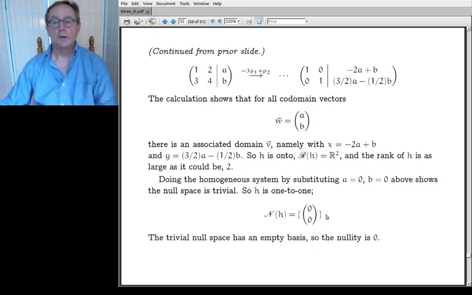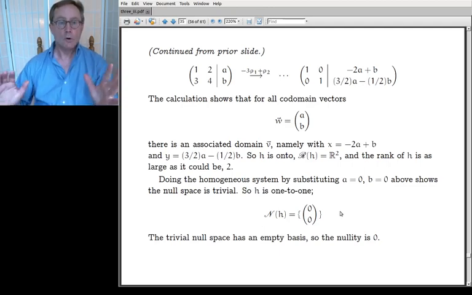So H is one-to-one, and the null space is a trivial space. There's other ways that a person could reason. A person could also reason, I'll just mention this in passing, that rank plus nullity equals the dimension of the domain. Dimension of the domain is 2, rank is 2, leaves 0 for nullity. So the null space has to be trivial. Also a correct way to reason. Nothing wrong with the way I did it.